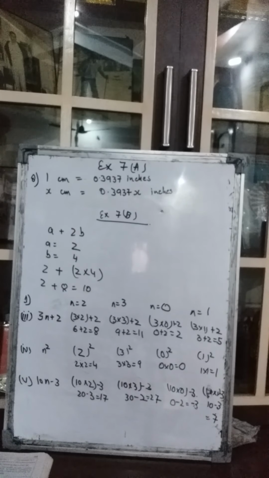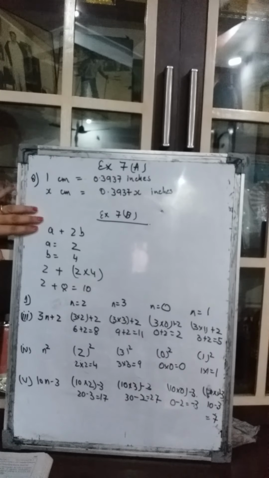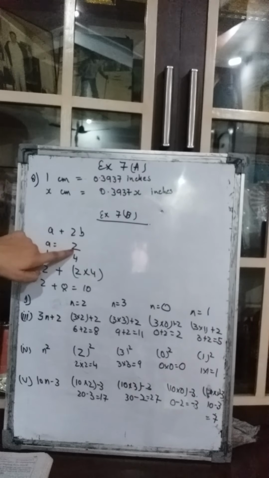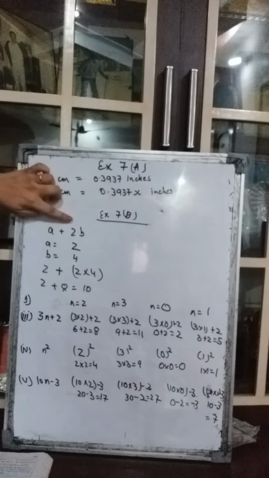Now, after that we come to exercise 7b. In 7b, the variables are given to you, a plus 2b, for example, and the values of a and b are given to you. You have to just put the values in this expression and find the total value. For example, suppose here a is equal to 2 and b is equal to 4. This is given to you. We will put these values in this expression.